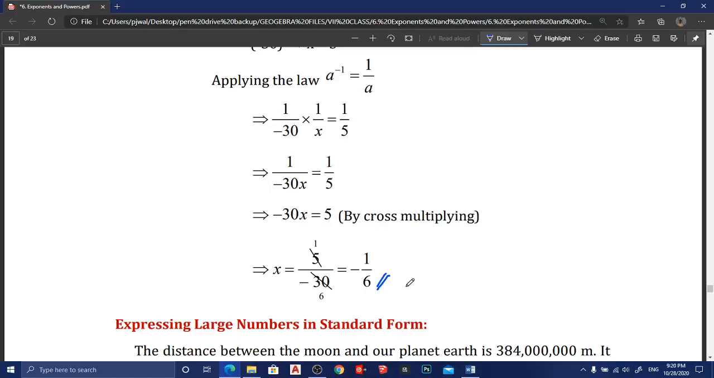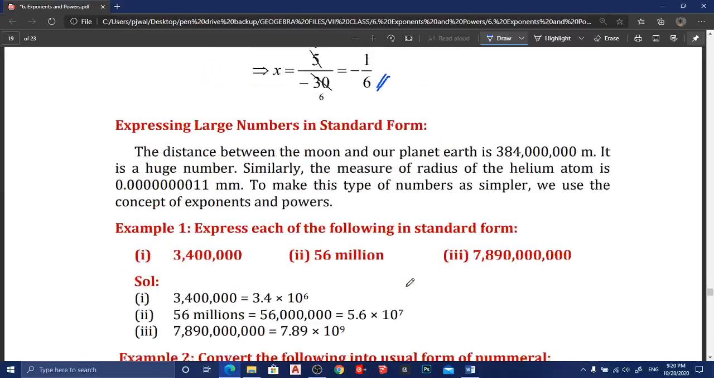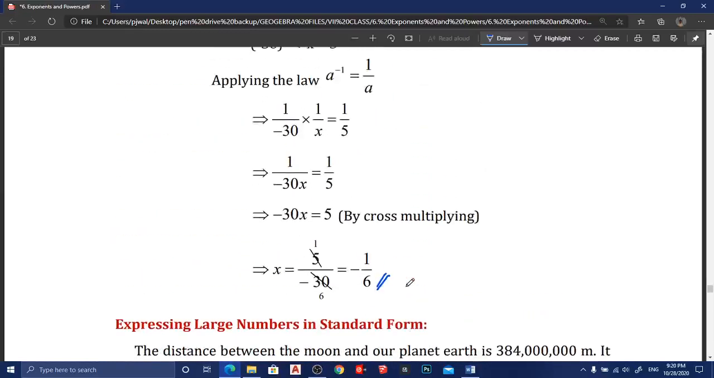Okay, up to here this exercise is over. Next concept is expressing large numbers in standard form. I will explain this in the next video. In the next class I will explain. And up to here I would like to conclude this. Good day to all of you.